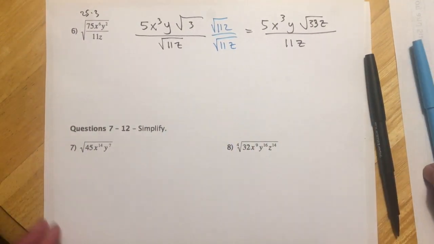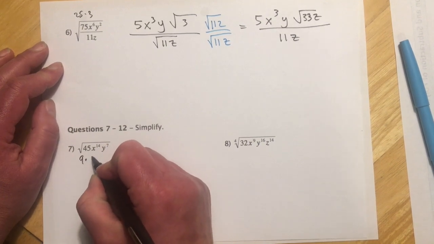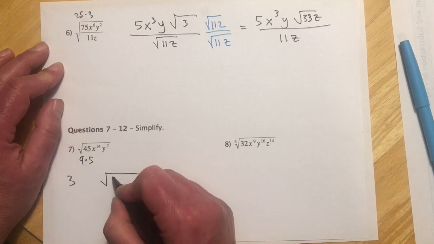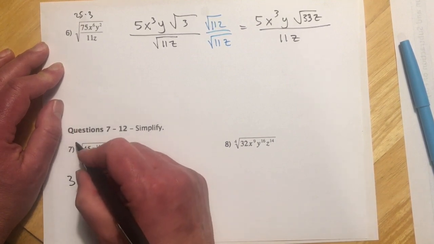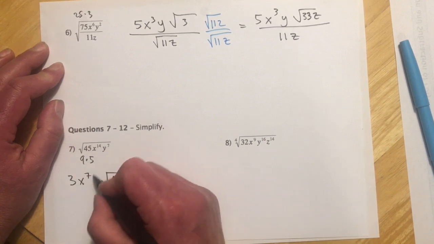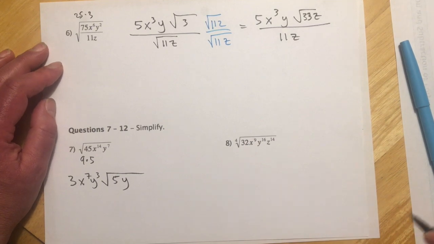The next 5 are the ones that I have you guys try. So this is 9 times 5. So I can take out a 3, leave some space. It'll save a 5 inside. That little invisible 2 goes into 14 7 times. 2 goes into 7 3 times with 1 left over.